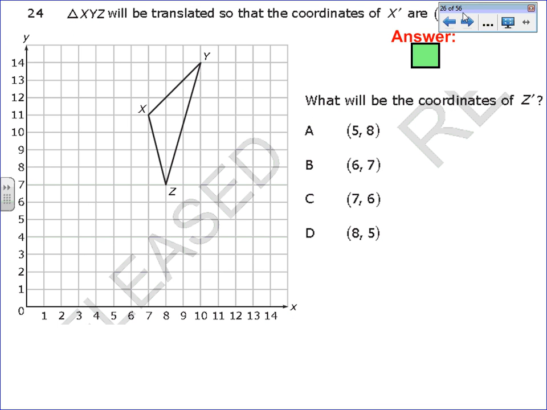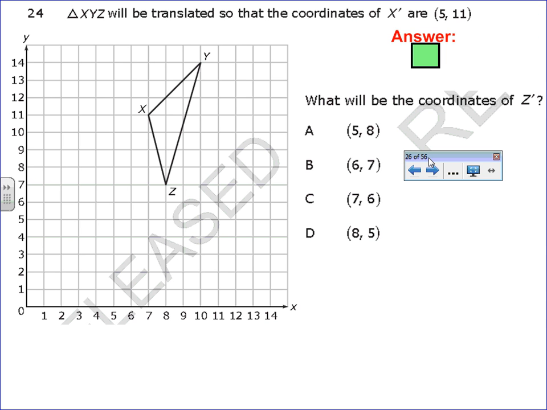Alright, for 24, it said triangle XYZ will be translated so that the coordinates of X prime, that's what that apostrophe means, X prime, that's my new point, right underneath it, new, okay, are 5, 11. So here's the original, and here's the new, over 5 and up 11. This is X prime. So what happened? It went 2 boxes to the left. The question says, what are the coordinates of Z prime, the new Z? Well, if that one did, this one's got to do the same thing. It needs to go 2 boxes to the left, which is at 6, 7, which is B.